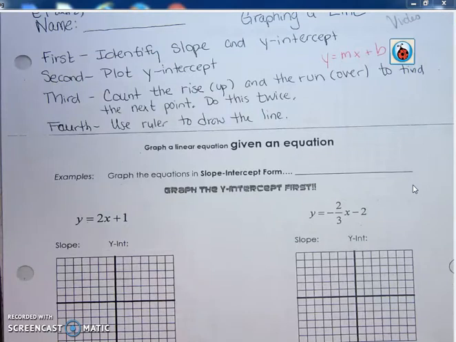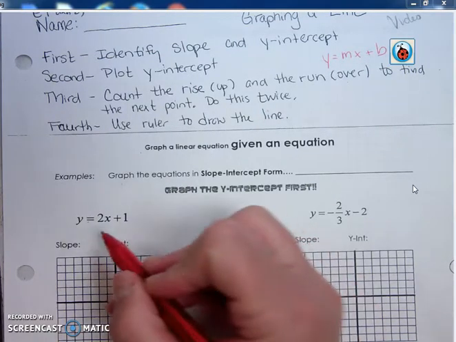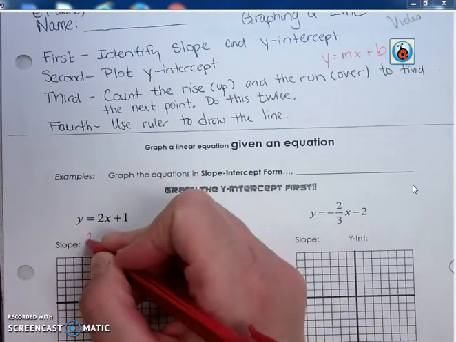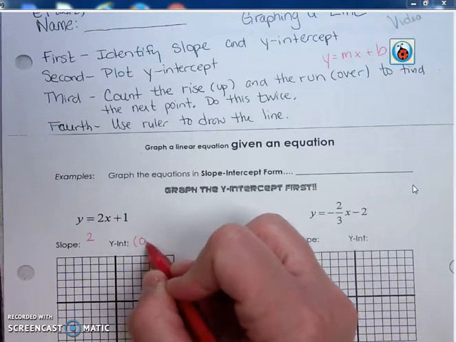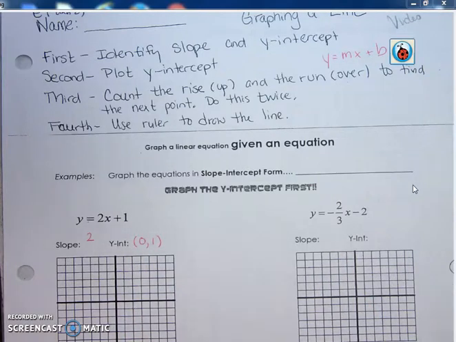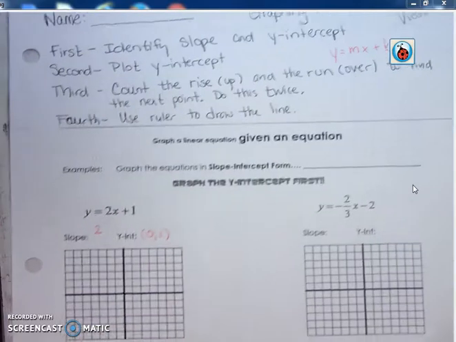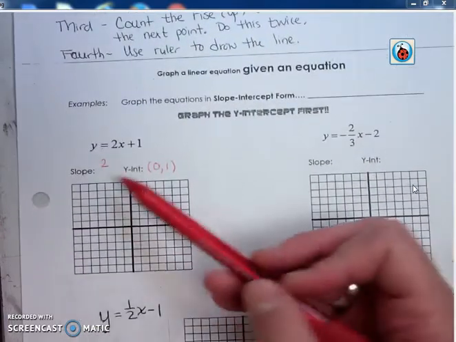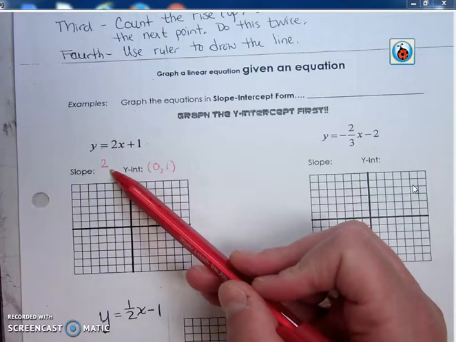The first thing I want to do is identify what the slope and the y-intercept are. So the slope here is 2, and the y-intercept is (0, 1). The y-intercept is a point, and the x value should be 0, and then the y value is the number in the equation. The slope is the rise over the run, so we're going to come back to the slope in a second.